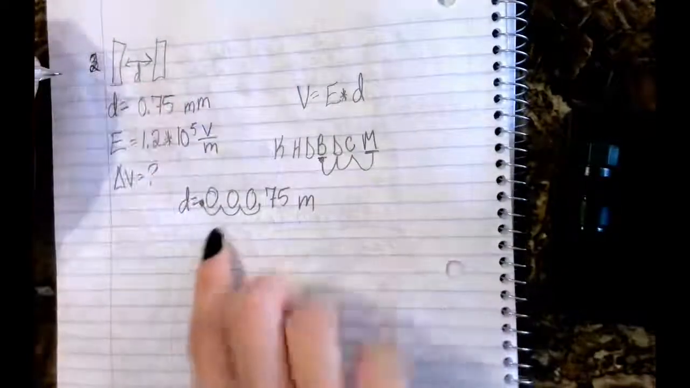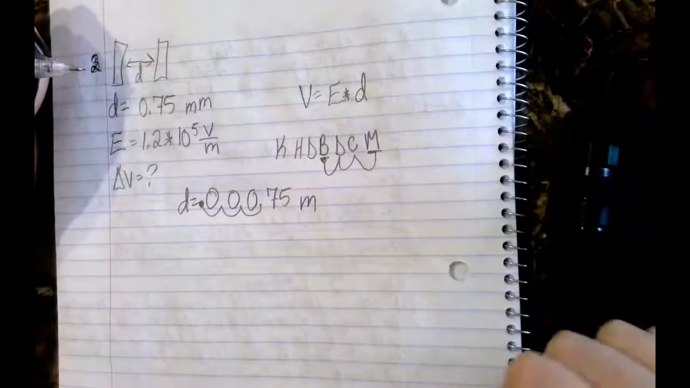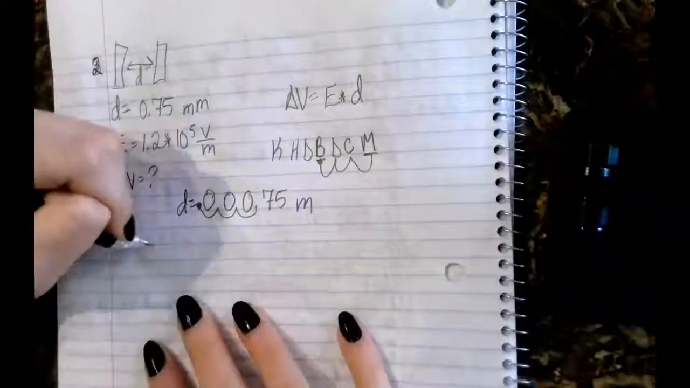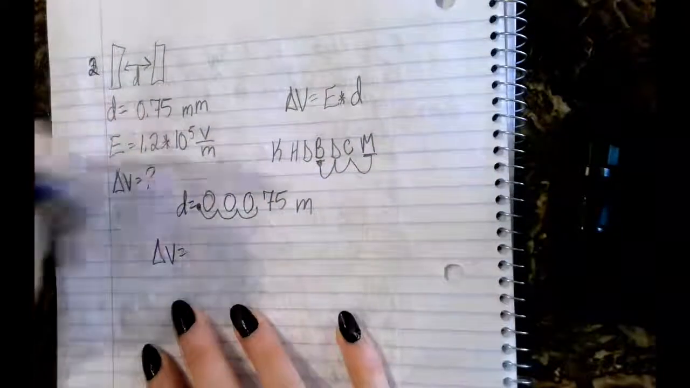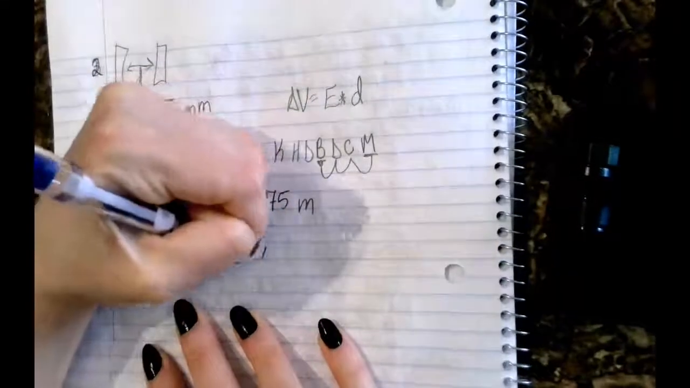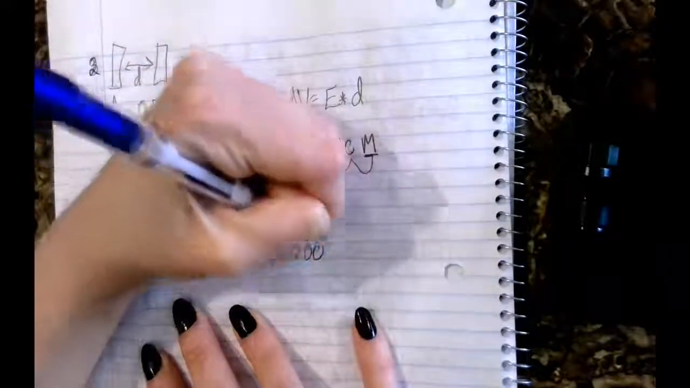My distance is equal to 0.00075 meters. All right, now that I know that, I can plug it in. Delta V equals 1.2 times 10 to the 5 times 0.00075.